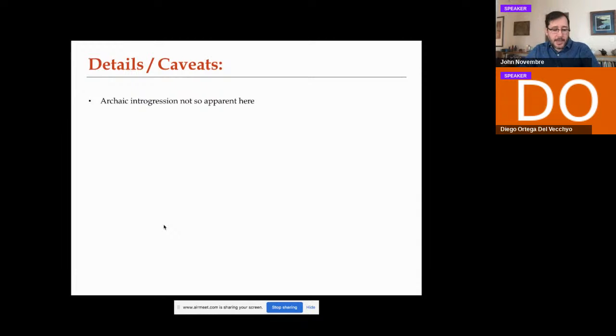And then some final details and caveats before I finish. One is that it's interesting: archaic introgression is not so apparent here. It's not that you see a pattern that is due to Neanderthal or Denisovan introgression. That's partly because there's a small fraction of the human genome that is the result of archaic introgression. Also, because introgression was old, the allele frequencies have spread out and cover many populations. They now don't cluster into one of these patterns.